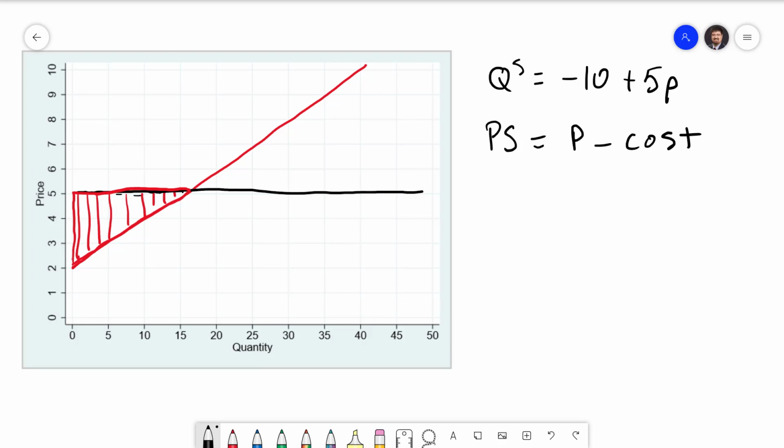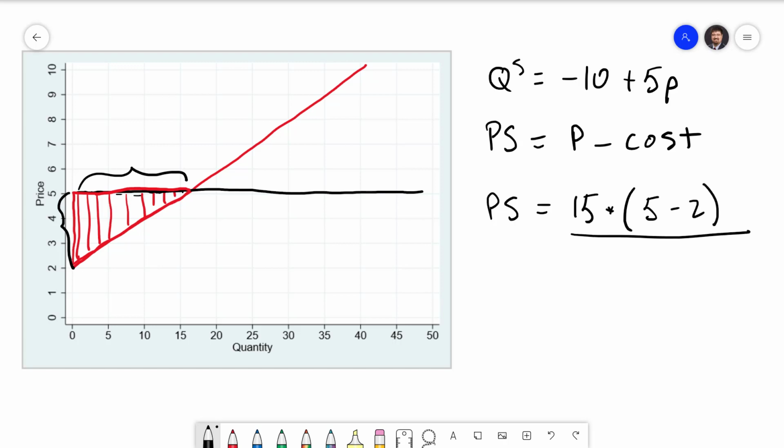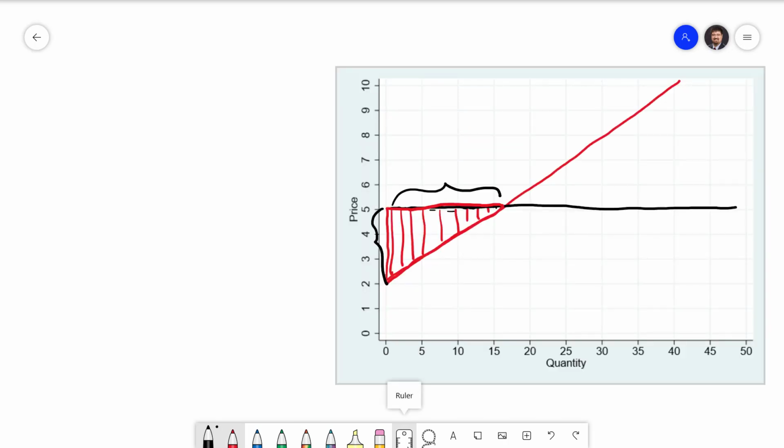We will again use the area of a triangle to calculate this. So in our example, producer surplus is base of 15, that's going to be our quantity, times a height of 5 minus 2. Divide that whole thing by 2. On the top we have 15 times 3, which is 45, and then divide that by 2 for an answer of 22.5. We'll do one more example.